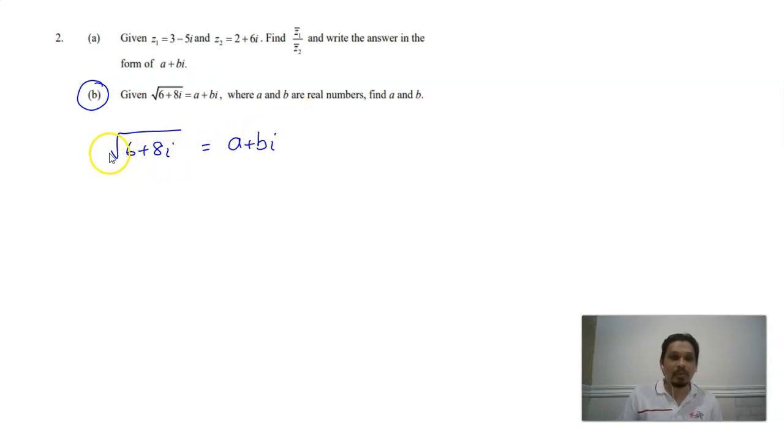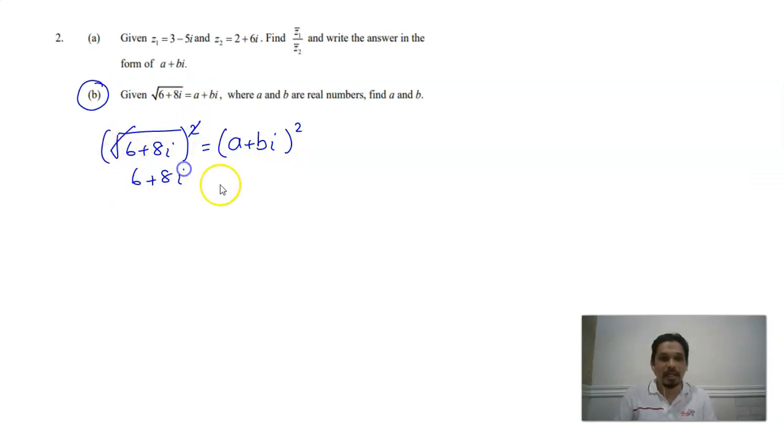Okay, we are going to eliminate this square root sign. It's a square root sign or power of half. Then we square here, and don't forget that we need to square both left and right. So then 6 plus 8i equal to, expand this.